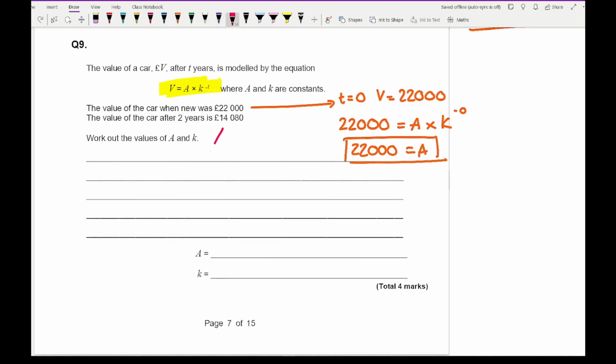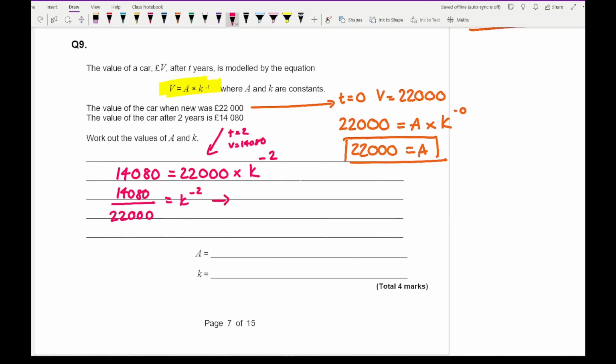Then using the second bit of information, we know that the value is £14,080, so 14,080 equals A, which we now know is 22,000, multiplied by K, which we don't know, and t is 2. So in this particular bit, t equals 2 and V equals 14,080. So then looking at this, let's just solve this out. We get 14,080 divided by 22,000 equals K to the power of minus 2.